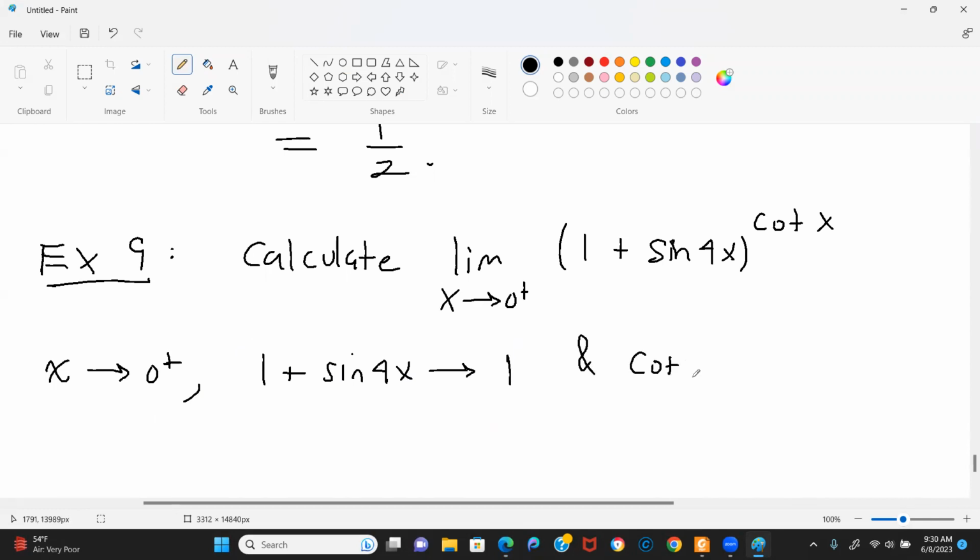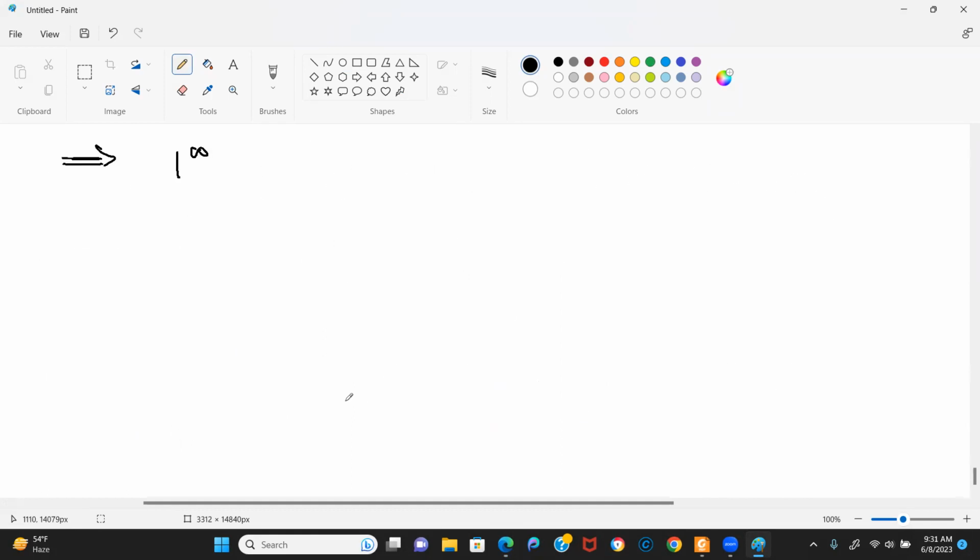And what about cotangent of x? Cotangent of x, as you approach 0, is going to approach infinity. So we're going to have 1 to the infinity, an indeterminate form. If you're unsure why this is the case, you can just consult the graph. So the idea is, we want to take this limit, so we're going to let y be equal to the thing we're trying to take the limit of.